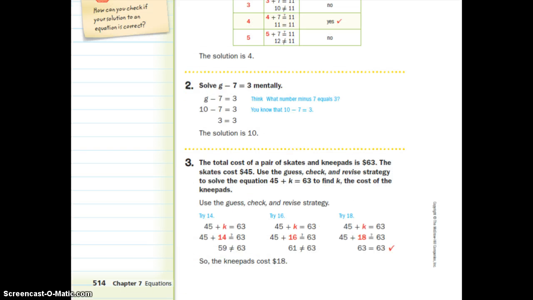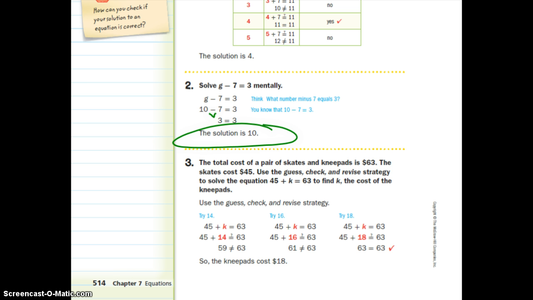So the next problem we're going to solve mentally. g minus 7 equals 3. Well, that means it's got to be a bigger number than 7 with a remainder of 3 left over after I've subtracted 7 out of it. And if I really think about it, I know that the reverse of subtraction is addition. So if I say 7 plus 3, I get 10. And then I put it back into the problem and say 10 minus 7 is 3. I know my solution is in fact 10.